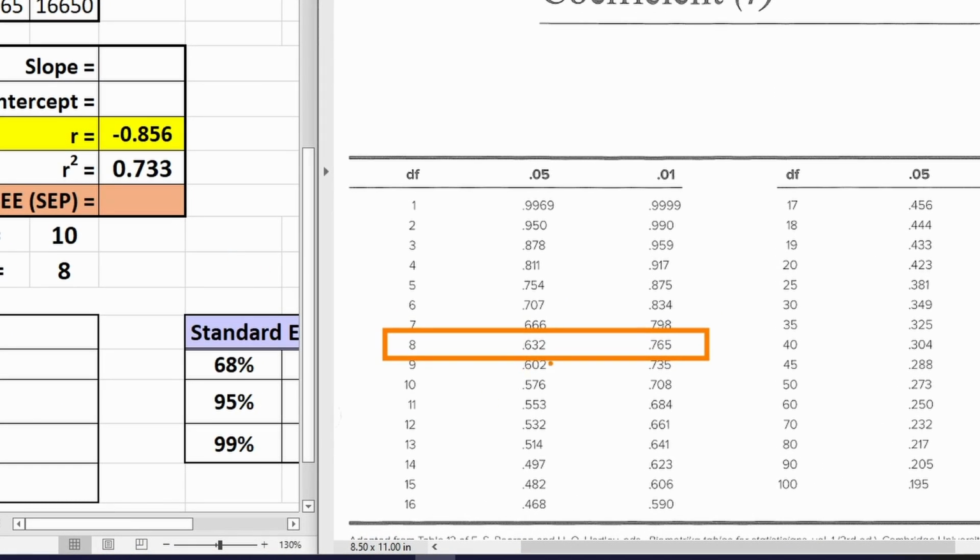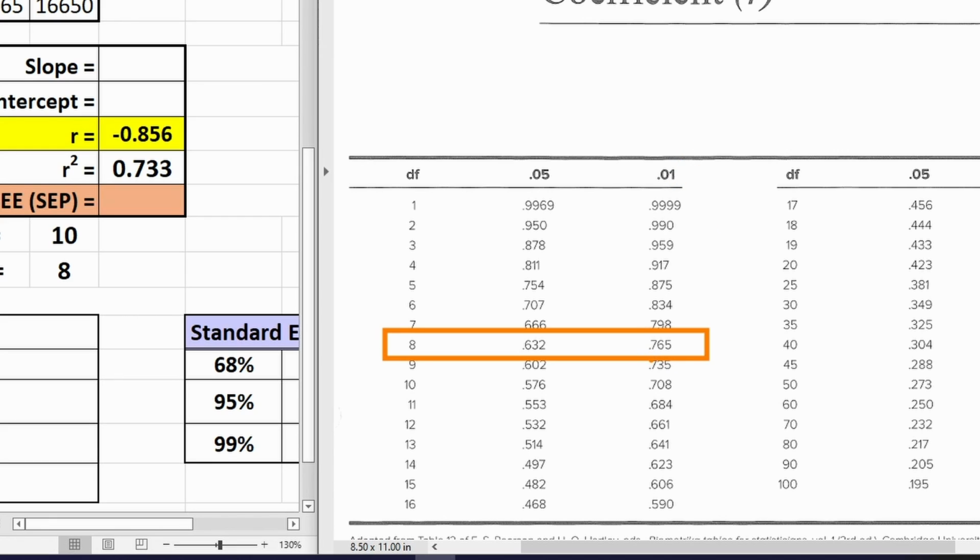And is our R value higher? We're going to start here at the 0.05 level. Is it higher than 0.632? And it is. We ignore the sign right now. The sign is just telling us whether it is a direct relationship or an inverse relationship. So right now we're just looking at the value. 0.856 is definitely higher than 0.632. So now we're going to move over to an alpha level of 0.01.